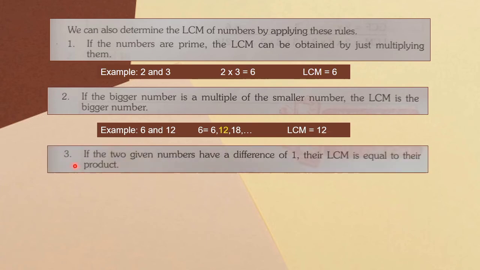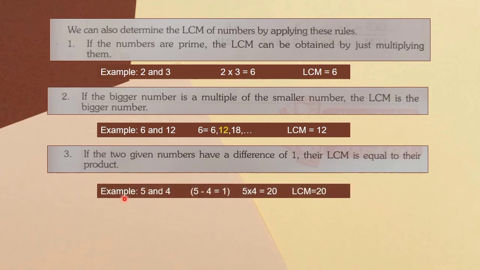Rule number 3. If the two given numbers have a difference of 1, their LCM is equal to their product. Example, 5 and 4. 5 and 4 have a difference of 1. Let's get their product. 5 times 4 is equal to 20. Therefore, the LCM of 5 and 4 is 20.